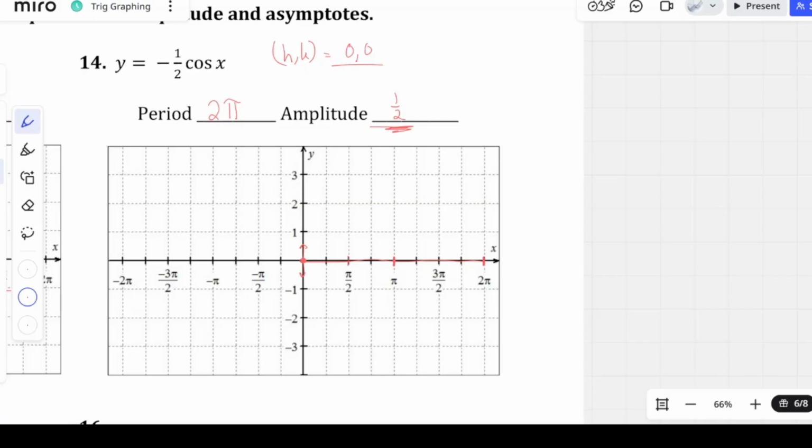half, quarters, draw my box. And it's cosine, which normally starts high, but it's flipped. Starts low, middle, upper, middle, bottom.